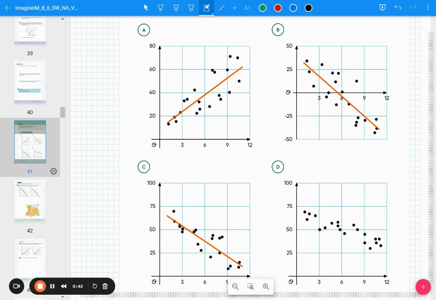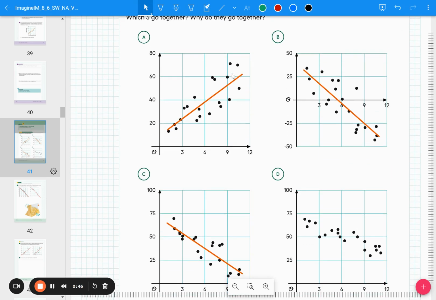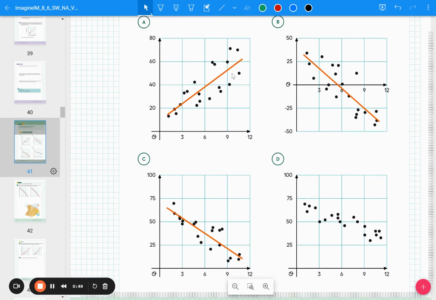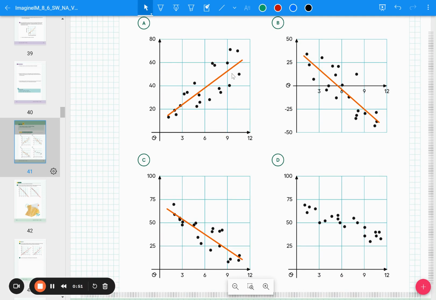But anyway, which three go together? A, B, C, or D? Which three do you want to put together? And then why? Some reasons that I've heard students say. One of them said B, C, and D. Why? They're all going down from left to right. They all have a negative slope. If I drew a line, the slope would be negative. So B, C, and D, because they're all going down from left to right.